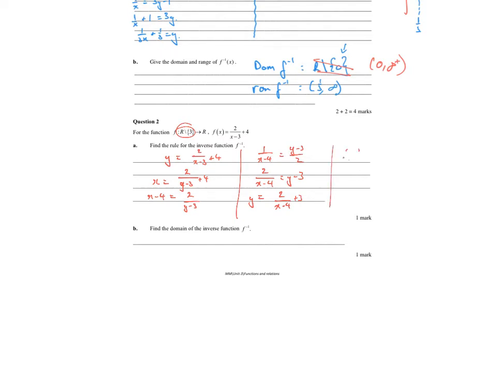So I'm going to get y is equal to 2 over x minus 4 plus 3. Therefore, we'll write f inverse is equal to 2 over x minus 4. Let's just fix that up. Plus 3. Domain of the inverse function is the range of the original. So the domain of f inverse is equal to the range of f, which is equal to R except for positive 4. Righto.